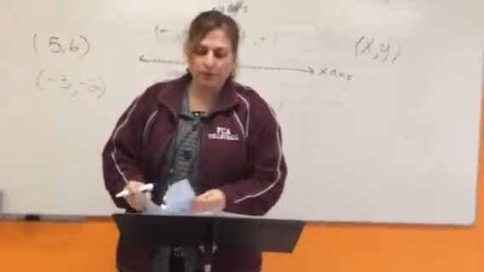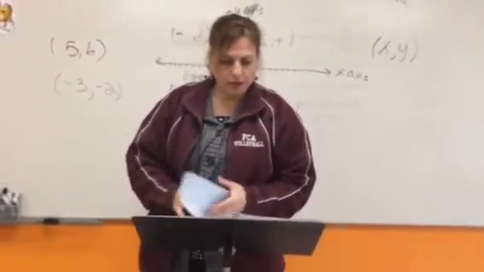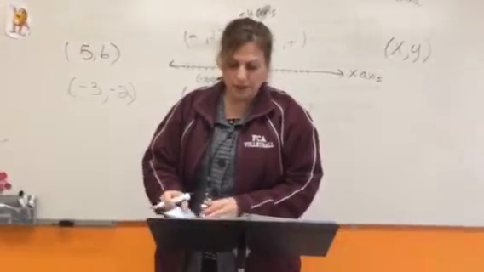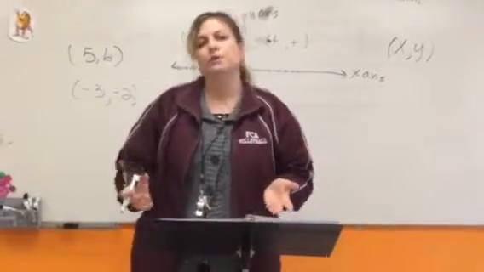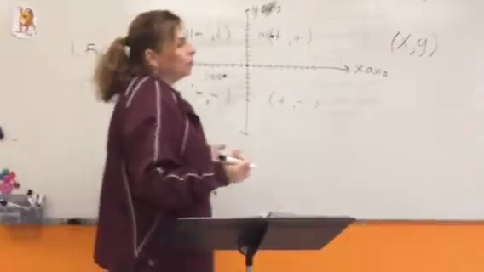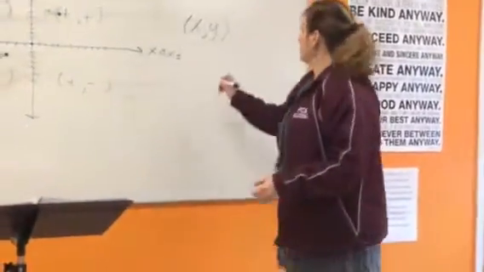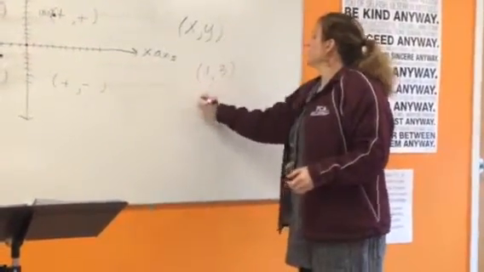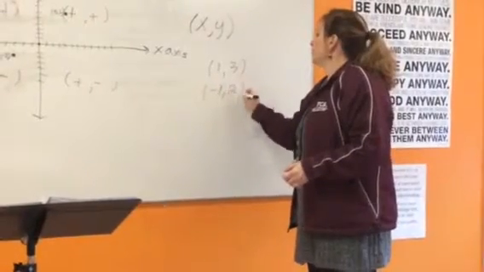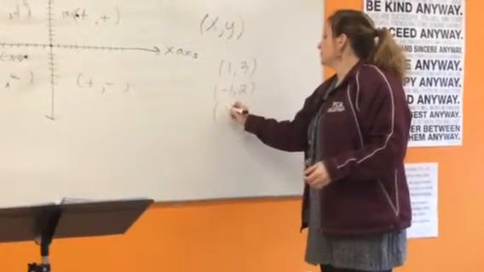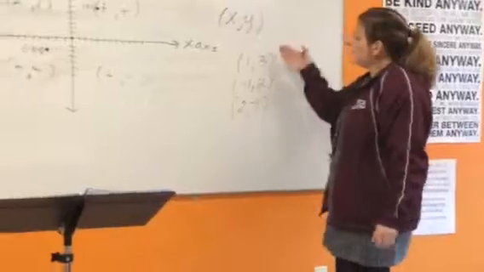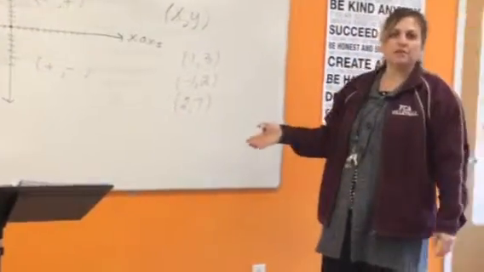We're also going to be talking about relations. I just want to make sure I give you the book definition of relation. A relation is any set of ordered pairs. So you could have a whole set of ordered pairs, 1, 3, -1, 2, 2, 7, okay? This is a set of ordered pairs, so that's a relation.